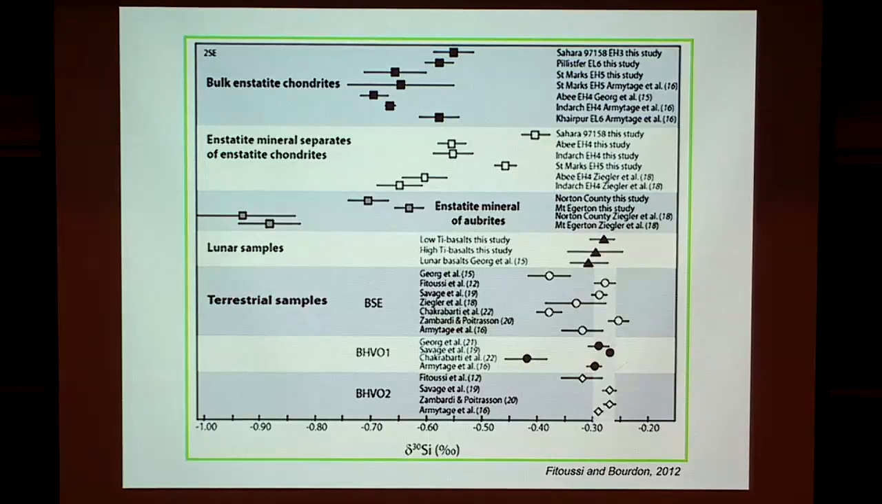So in 2012, Fitoussi and Bourdon published a paper in Science where they looked at enstatite chondrites. Now remember this idea, where does the Earth come from? Can it be made from enstatite chondrites? The reason I think it started that maybe the Earth was built from enstatite chondrites is because of the oxygen isotope similarity between the Earth, Moon, and enstatite chondrites. They have the same oxygen isotope composition in big delta.